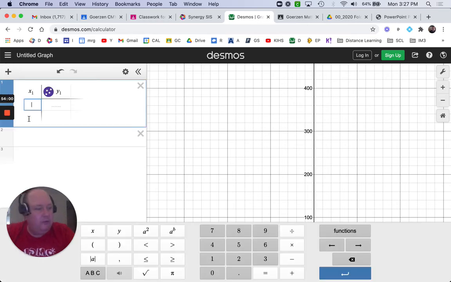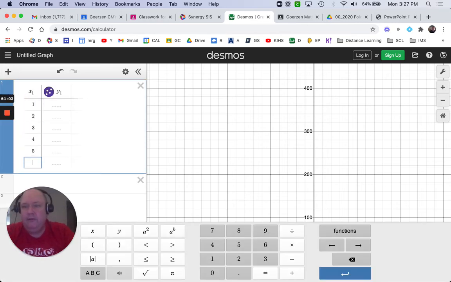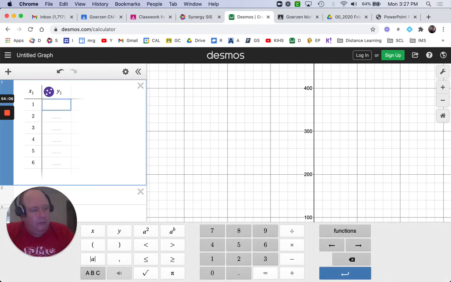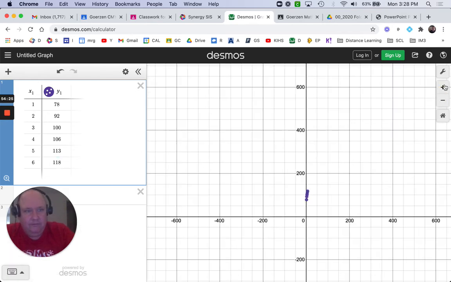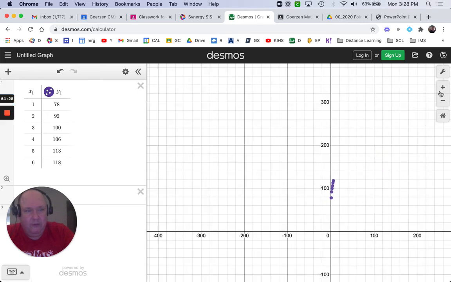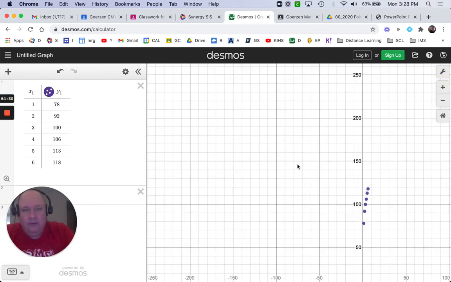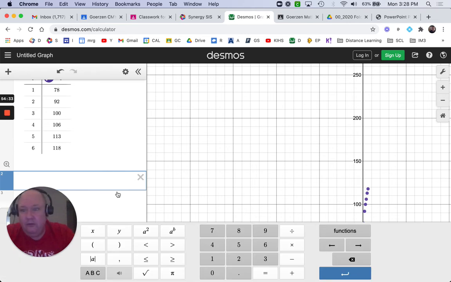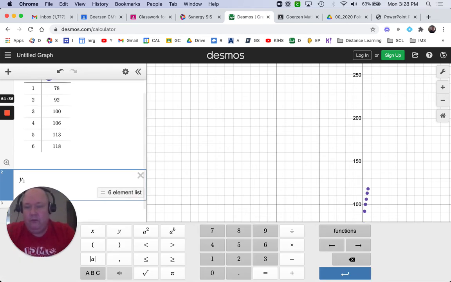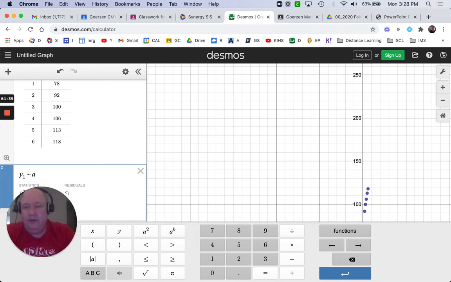So we have 1, 2, 3, 4, 5, and 6. We started with how many? 78 fish, 92, 100, 106, 113, and 118. Then you can kind of see the points that I put there and what's happening. So there's the points. The first model is Y1 squiggly. It's the exponential model.